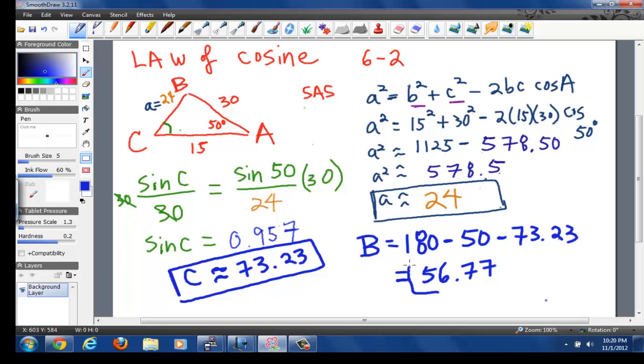Alright, so this is much easier than that ambiguous case we did for the law of sines. We had to use the law of cosines because to do this problem we don't have enough information to use the law of sines. Okay, so there we go.